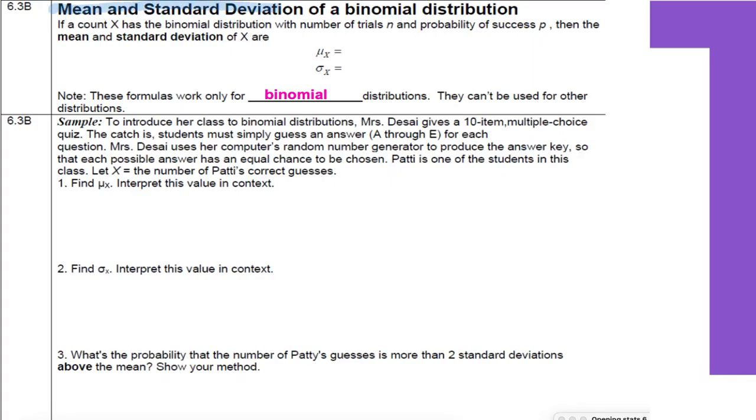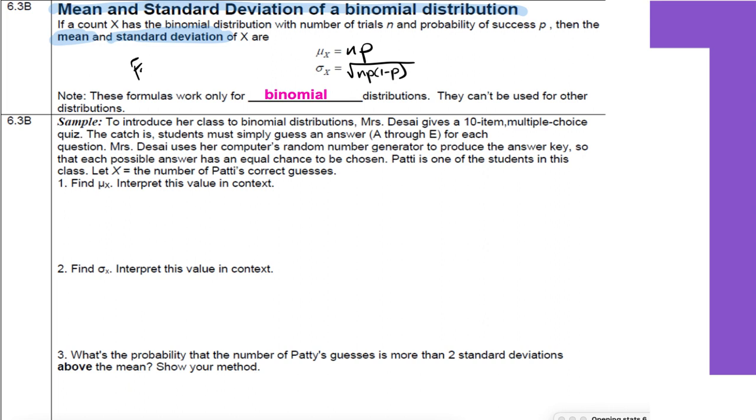So we're talking about the mean and standard deviation of a binomial distribution. We've already used BINS to make sure it's binomial. We know n, the number of trials, and p, the probability of success. So the mean and standard deviation of X are n times p, which gives you your expected value, and the square root of n times p times 1 minus p.